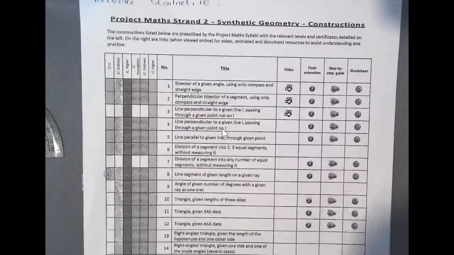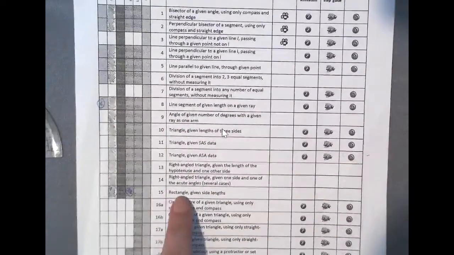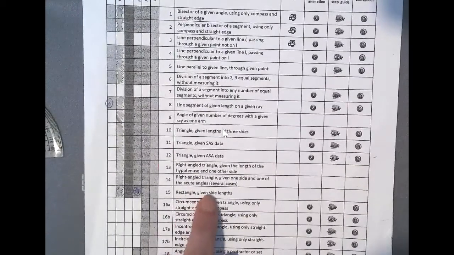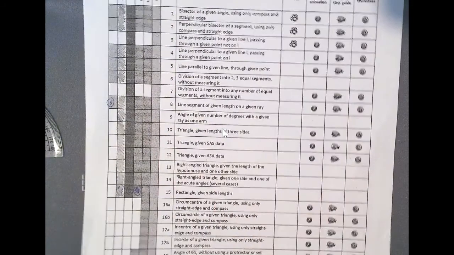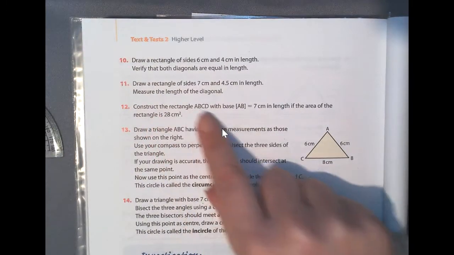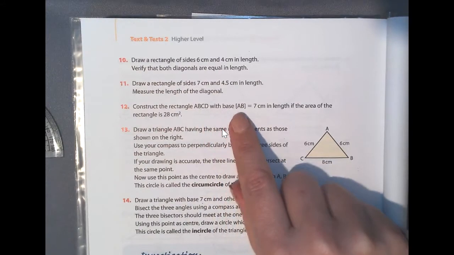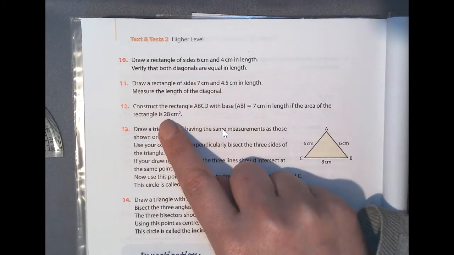Okay, so construction 15 in our constructions taken from SquellNet is to construct a rectangle given the side lengths. There was no worksheet with this one either, so I've used the book. It was one of the textbooks to give me an example that I could work at. So the question here is question 12. Construct the rectangle ABCD with base AB equal to 7 in length if the area of the rectangle is 28. So that's the one I'm going to do.